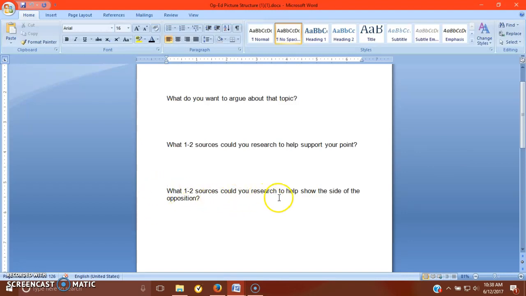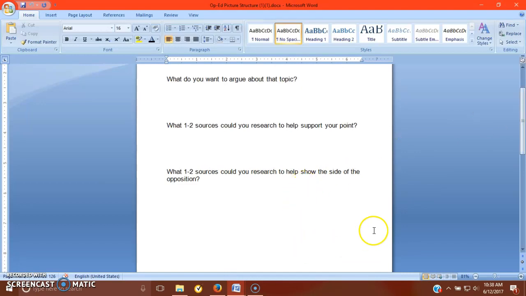What 1 to 2 sources could you research to help show the side of the opposition? This is going to be really important, and the thing that students can screw up pretty easily is they have this really clear opinion that they want to argue, and then they forget about the opposite side. So that's something definitely to keep in mind. You must have a counter argument paragraph, so you at least nod to some aspect of the opposition, whatever that may be. So I'm asking that you don't tackle huge issues like abortion or euthanasia or gun control, these really big issues that are nationally and globally debated.